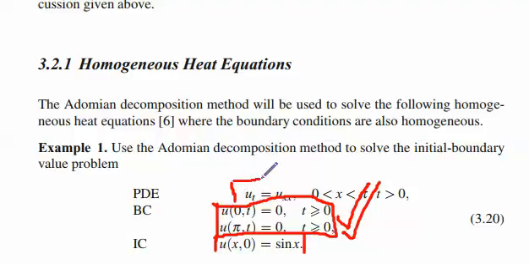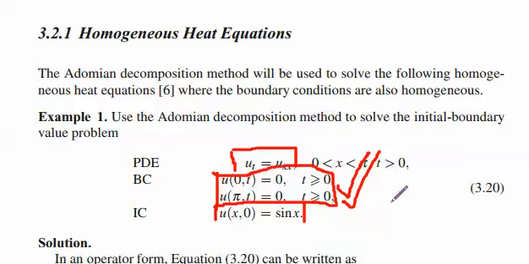Partial u by partial t is equal to partial square u by partial x square, where x is in between 0 and pi, and t is time and greater than 0. So this is exactly the homogeneous equation, and this was also the assignment if you revise the lectures. So this was the assignment in your previous lectures. So how can you solve this heat equation using the domain decomposition method?